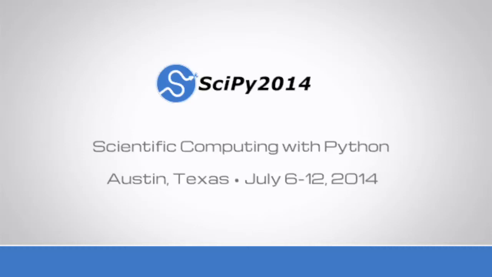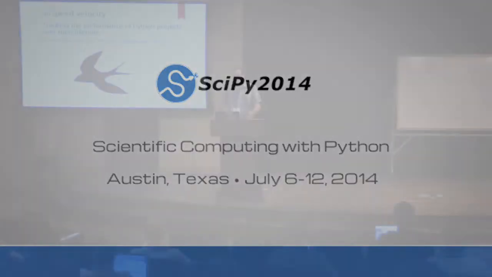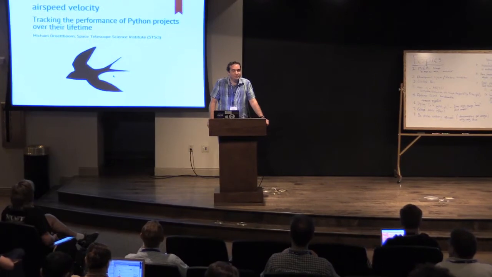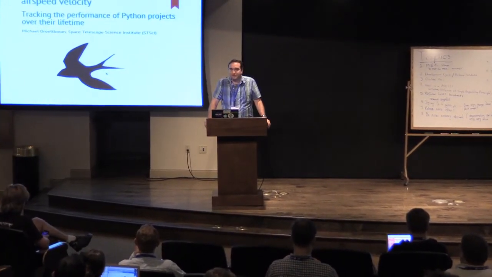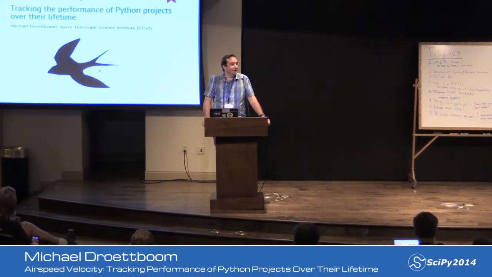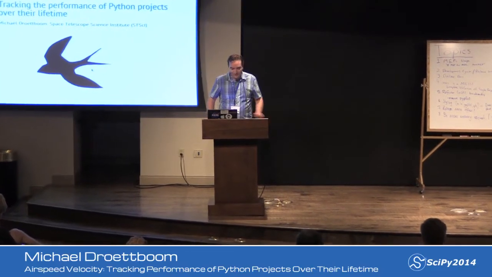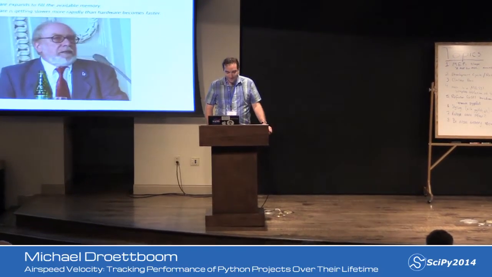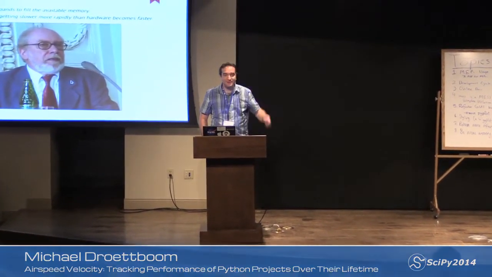Hi. So this is actually a project, a tool that came out adjunct to SciPy because we were having some performance degradation issues there. So what problem is it trying to solve? Well, there's this thing called Wirth's law.